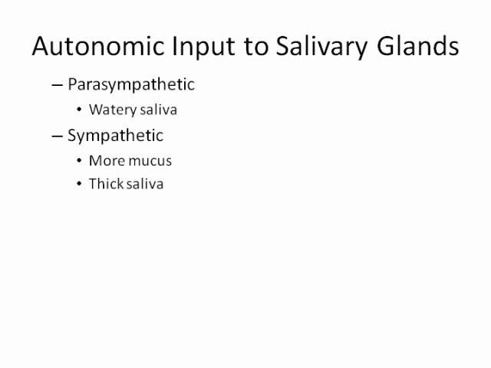The autonomic input to the salivary glands is both sympathetic and parasympathetic. The parasympathetic system produces a very watery saliva, whereas the sympathetic nervous system produces a more mucus type of saliva that is much thicker.